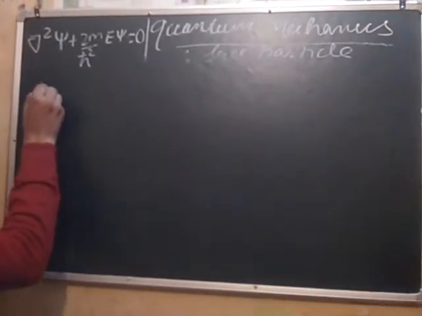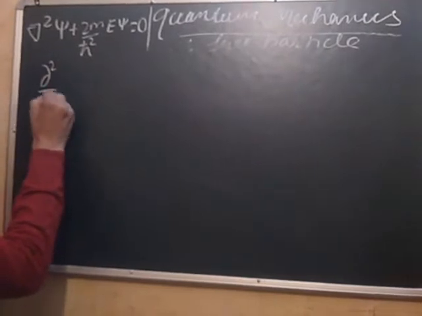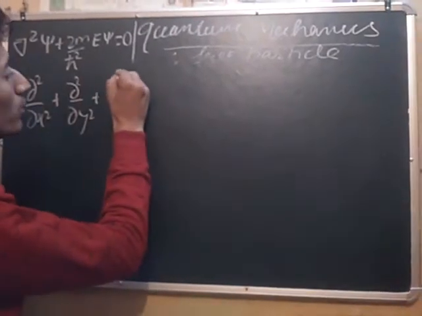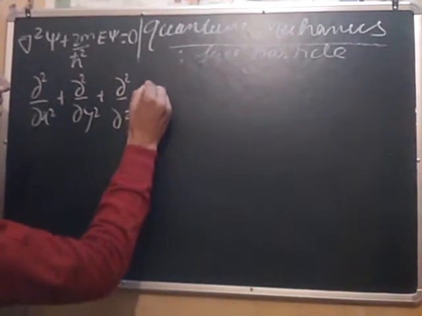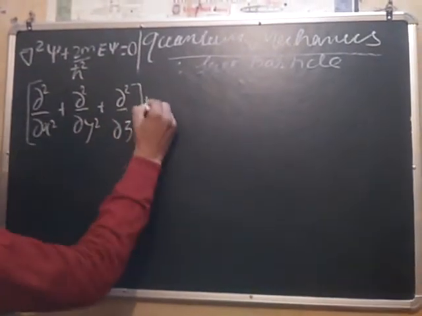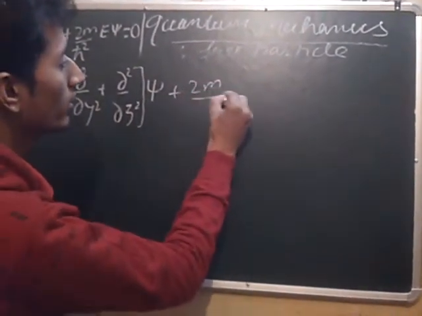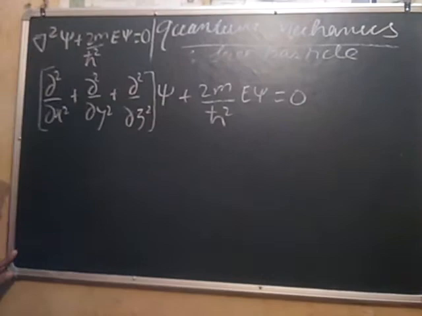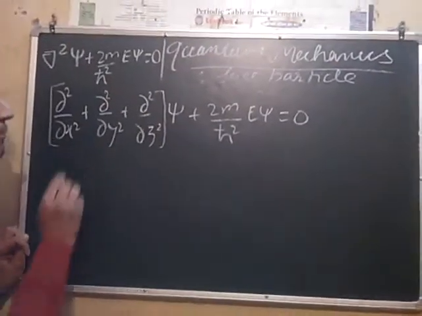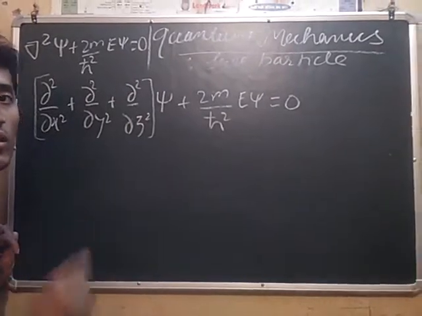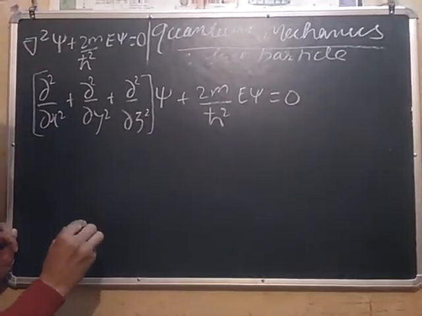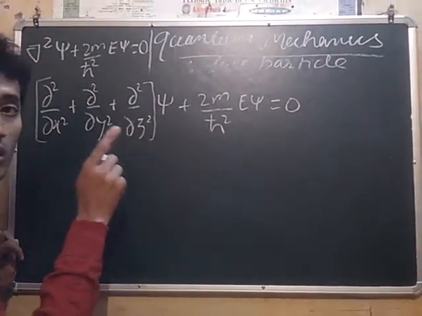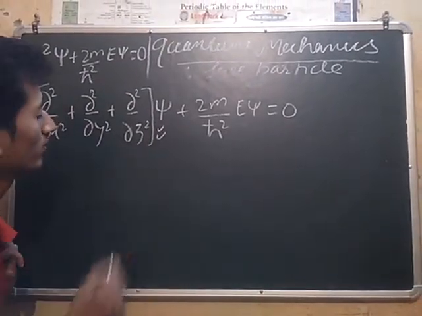This is the Laplacian term, and it can be written as del 2 del x square plus del 2 del y square plus del 2 del z square, psi plus 2m upon h bar square E psi, and it is equal to 0. This is the partial differential equation of second order, and it can be solved by using the variable separable method. So before going to separate the variable, let's see what is psi.